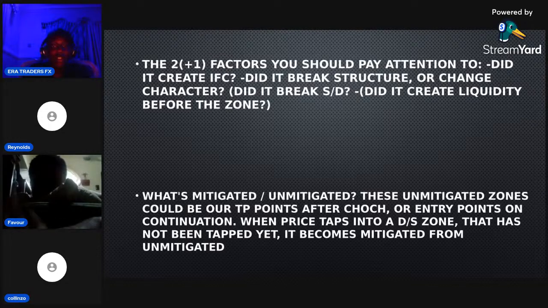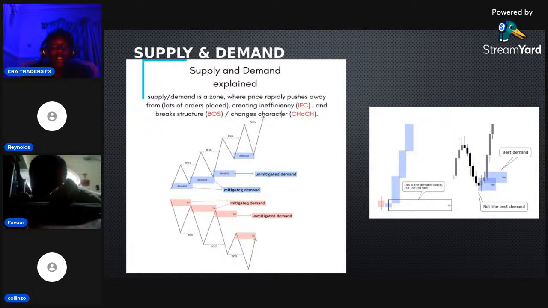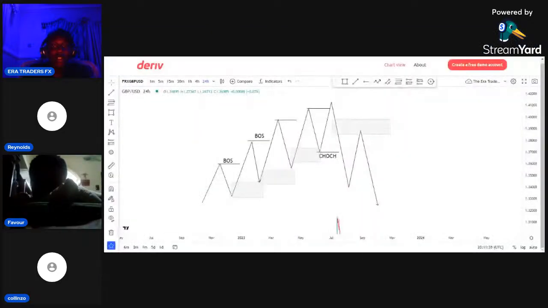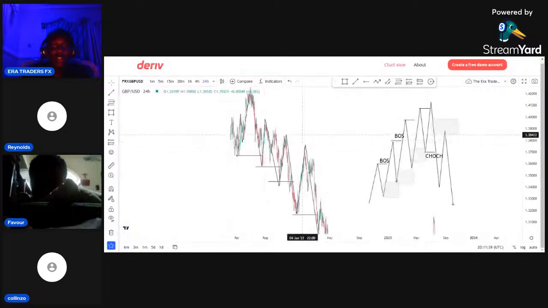When you say did it break structure, you need to understand the supply zone that you want to mark. So let me go back. You can see how they mark that demand zone. After the market has broken structure, they mark out a zone where the market will come back into, and they will now buy from there. Same thing here. Same thing here. Same thing here.